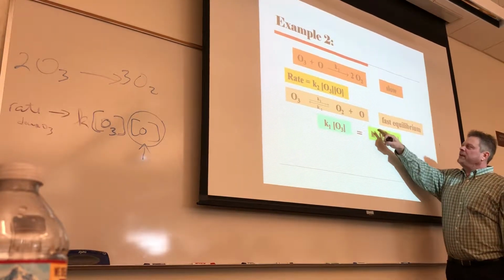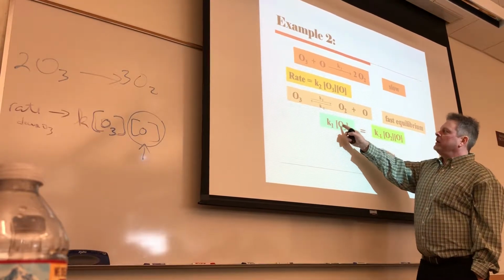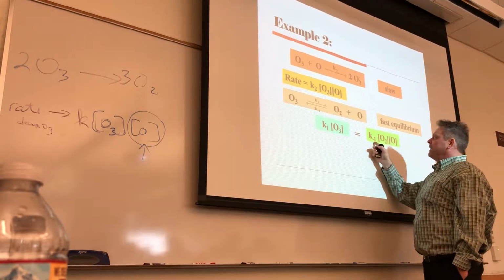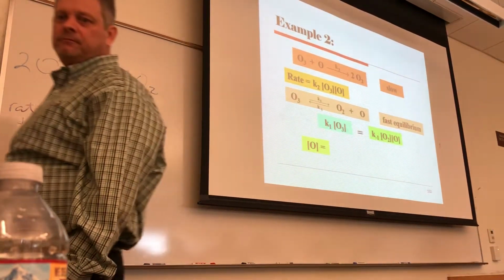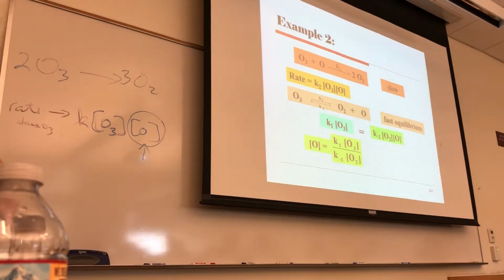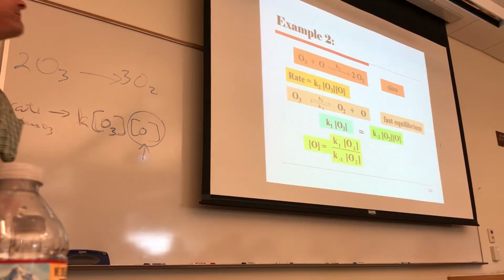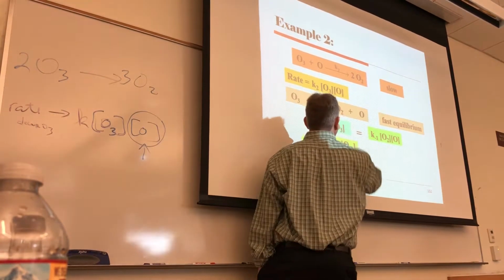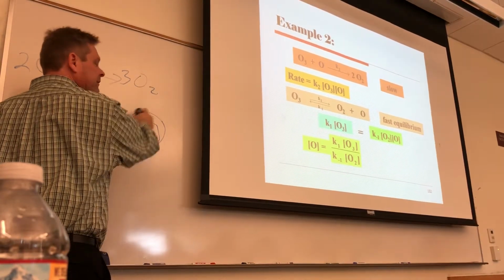So if I take these two things and I divide it down, this equals K1 concentration of O3 divided by K to the minus 1 concentration of O2. Is that okay? Now I can simply take this and plug it right into there. In our example here, that would plug in right into here.